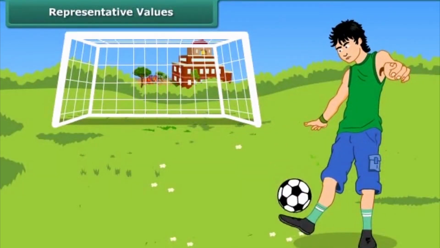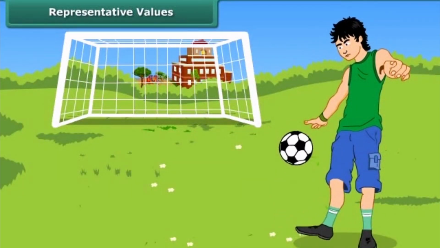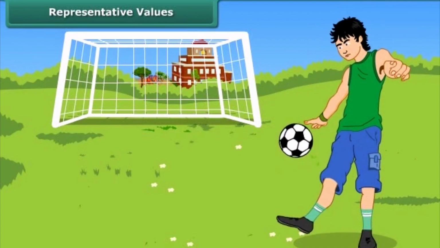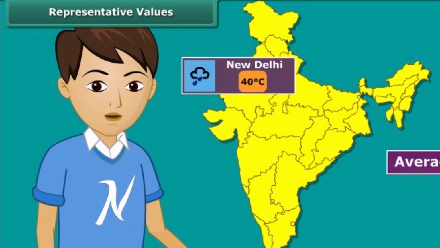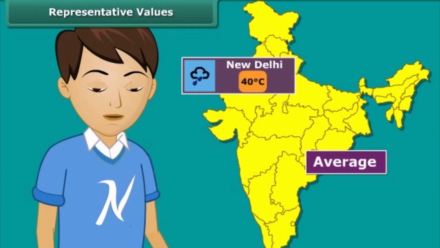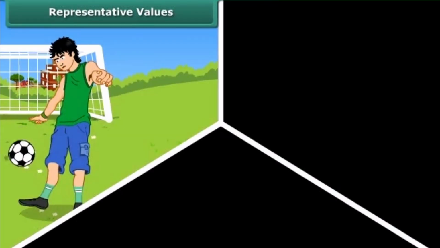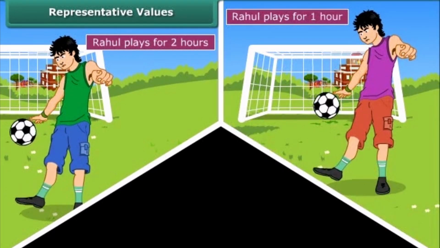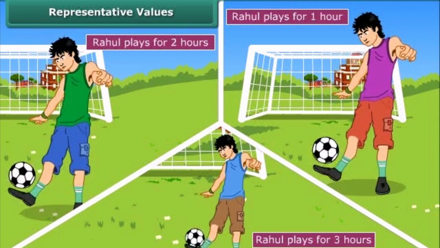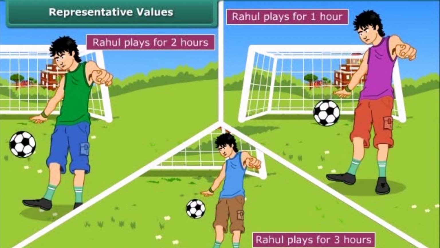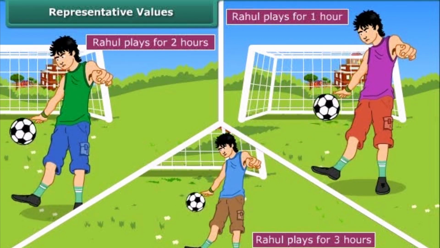Rahul spends on an average about 2 hours daily for his outdoor games. The average temperature of New Delhi at this time of the year is about 40 degrees Celsius. Have you noticed the word average? By average, we understand that Rahul usually plays for 2 hours. On some days, he may play for less number of hours, and on other days, he may play longer.